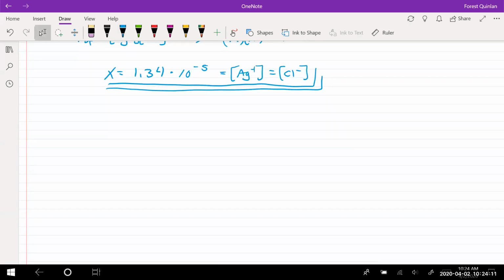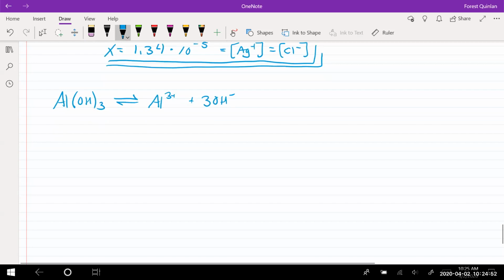Who wants to do the next one? That aluminum hydroxide. I can do it. Of course you can, Dallas. At the end of everything, at the equilibrium, what are going to be my X's? It's going to be the concentration of Al3 plus, and it's going to be what? Go ahead.